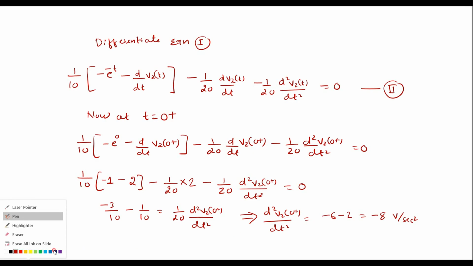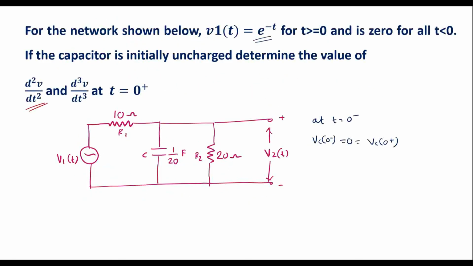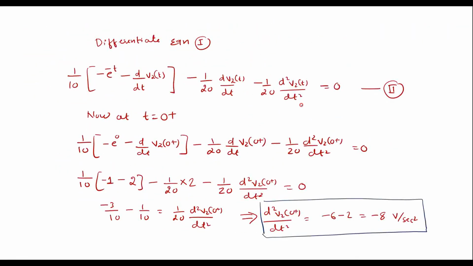So this is the second derivative of voltage V2 of 0 plus, and its answer is minus 8 volts per second square. So now we are supposed to calculate the third derivative of voltage. In equation 2 we have the second derivative of voltage. If we differentiate this equation, we will get the third derivative of voltage. Let me differentiate equation number 2.